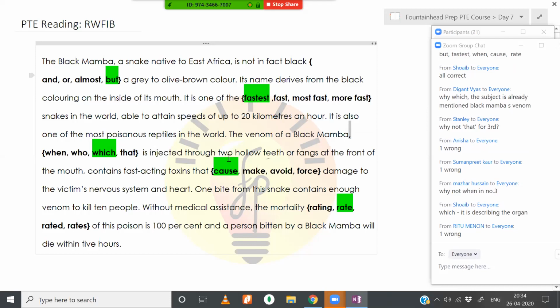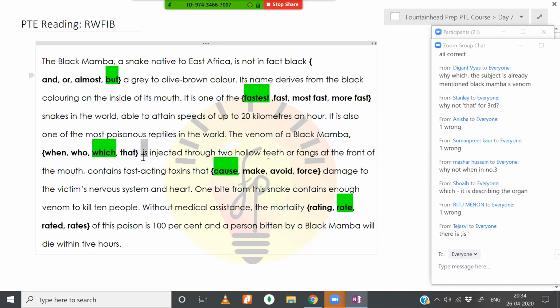Now why not when? The venom of a black mamba when is injected. You have an is here, right? So you won't say when is injected. If there was no is, then we could have argued about that as well.